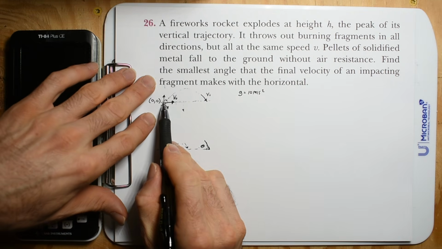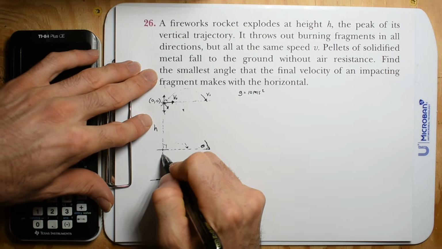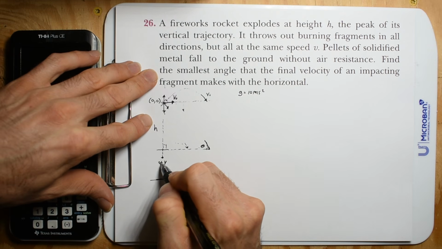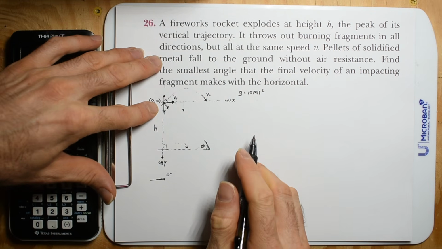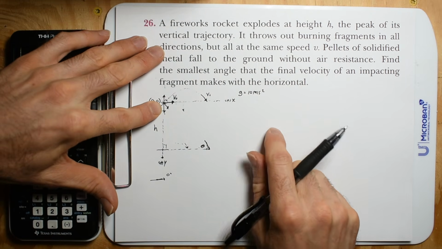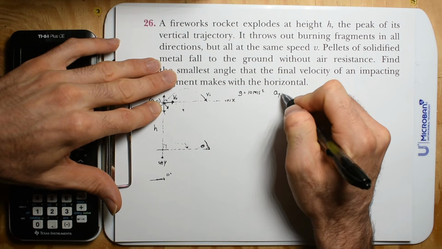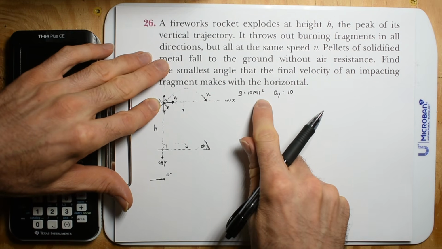We're going to set the coordinates here at 0, 0, and this height is h. We're going to say this is the positive y direction, and this is the positive x direction. So then we can just have gravity as 10. Cool. All right, so our acceleration in the y is 10 meters per second squared.